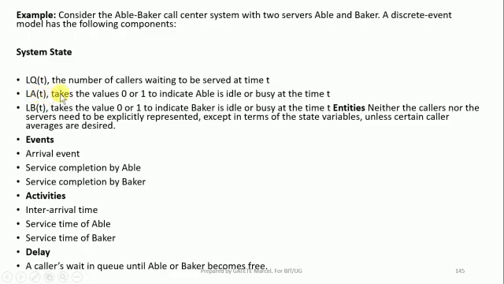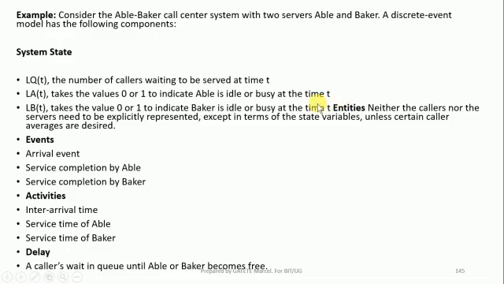LA(t) will take a value 0 or 1, which will indicate whether Able is idle or busy at time t. LB(t) will take the value 0 or 1 to indicate that Baker is idle or busy at time t.